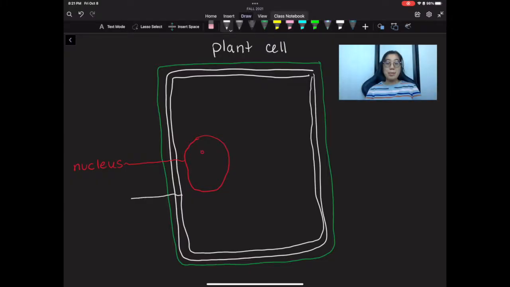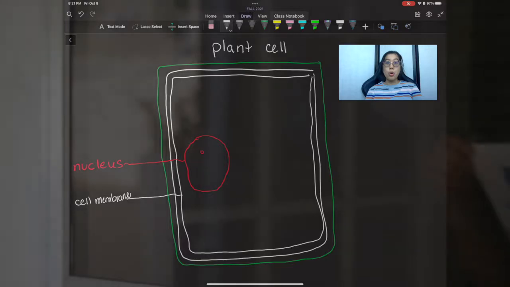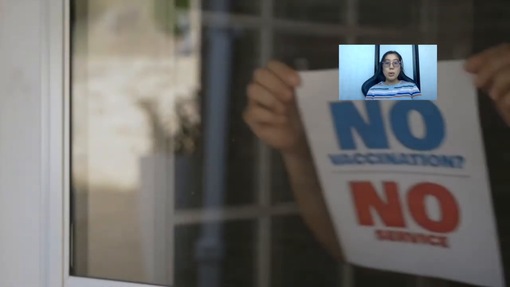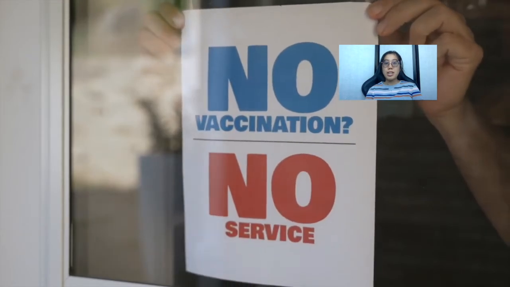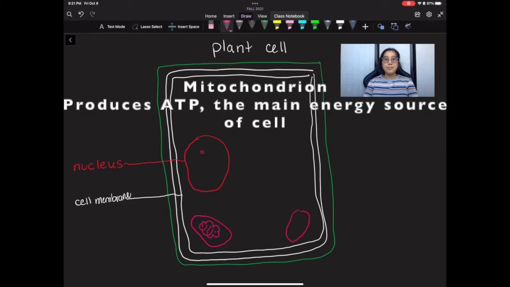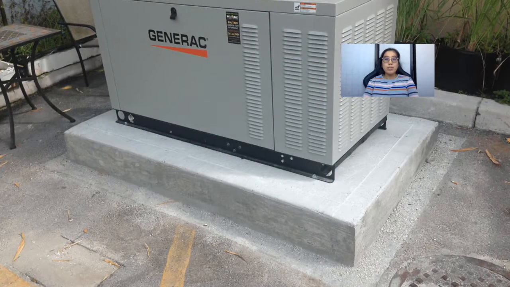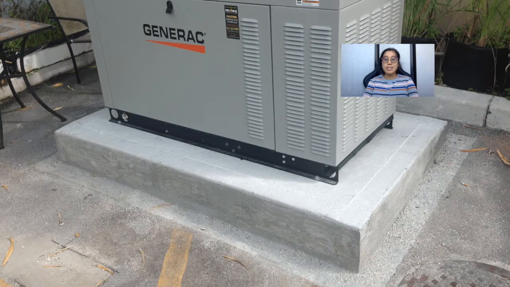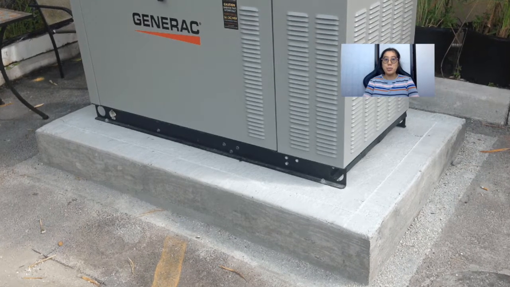Next, we have the cell membrane. It determines which substances can leave or enter the cell safely, like the host or hostess of a restaurant. They welcome you, but they have the power to determine who can enter and who can leave. Next up is the mitochondrion. It produces ATP, the main energy source of the cell. It's like a power generator of a restaurant. Every restaurant needs electricity and power to keep its normal operations running smoothly.